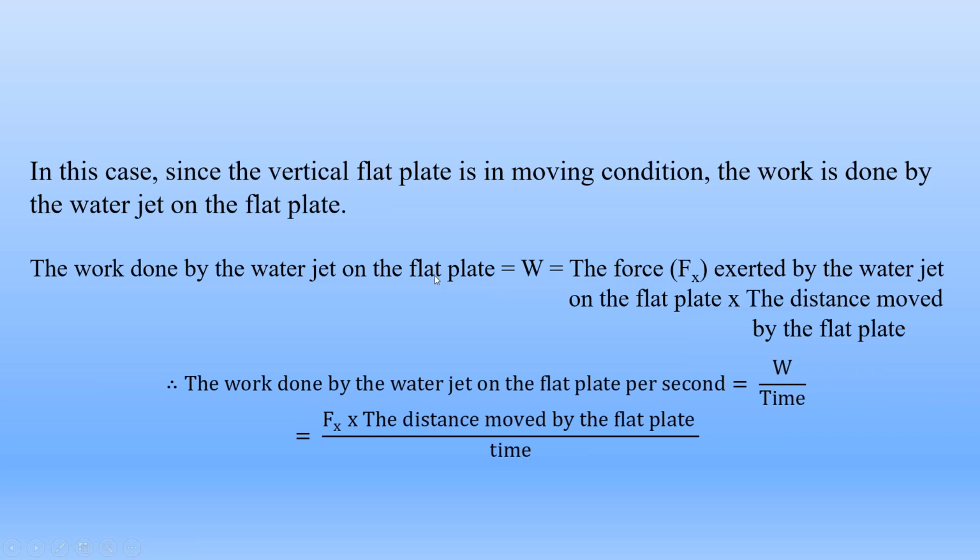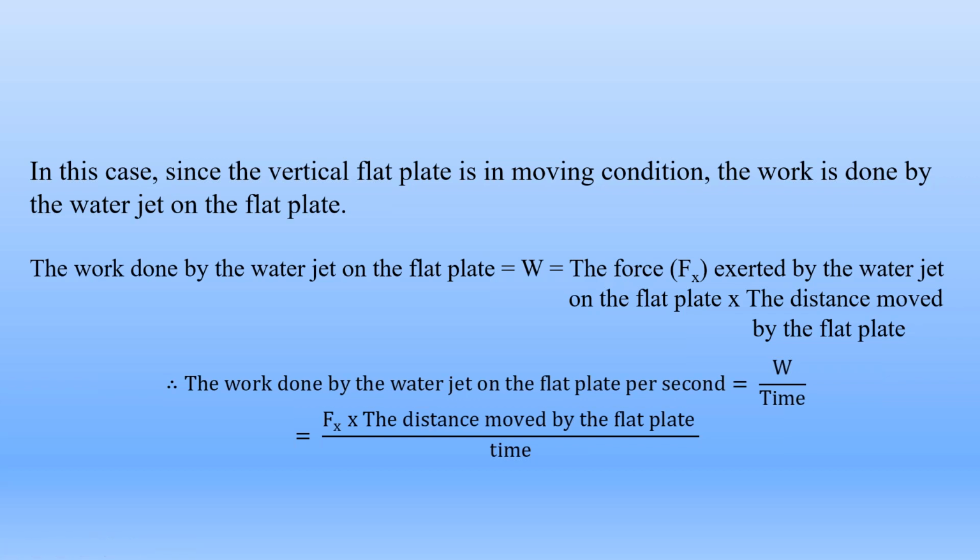Then on the left side, you will get the work done by the water jet on the plate divided by time. That is called the work done by the water jet on the plate per second. Because we divide this work with time, work divided by time is called the work done by water jet on the plate per second. That is equal to, divide this right hand side also with the time.